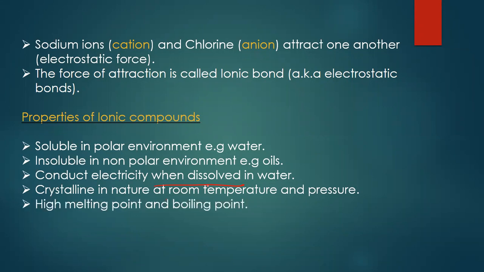Okay, they have high melting and boiling points. Yeah, this is true. I'll still give you the same example of the common salt that we normally use. The bond in that salt is ionic. So when you put it directly, not in water, directly on fire, you see that it has a high melting point because it will take long for it to melt. It requires a lot of heat for it to melt. And they also have a high boiling point.